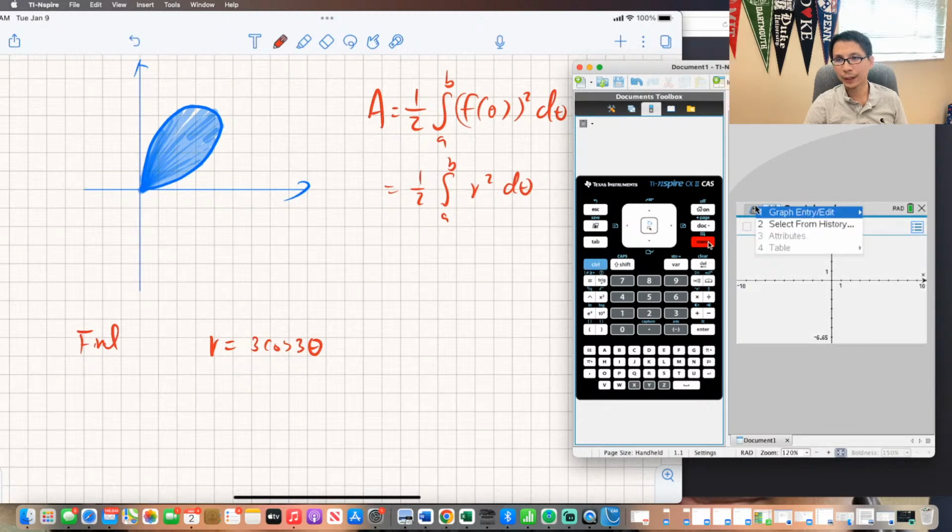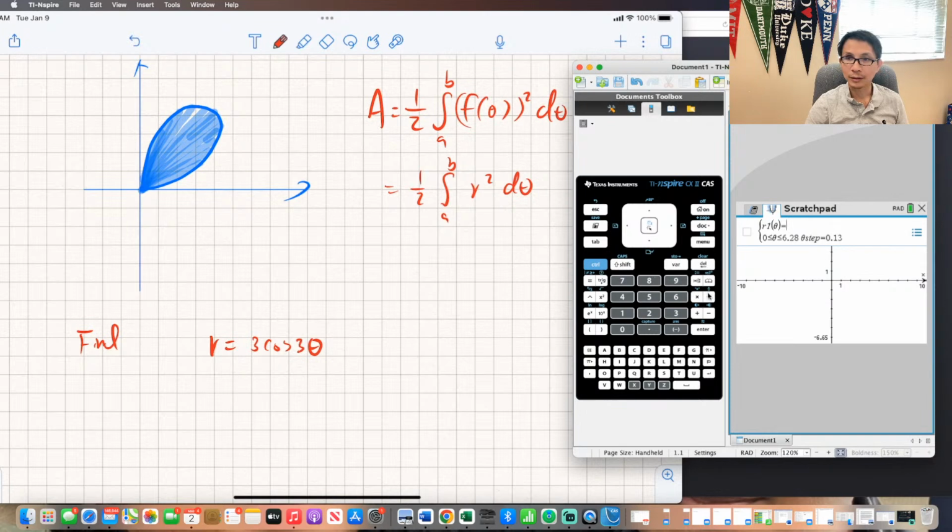Control, Menu, Enter, like Graph entry. That one. Now go to polar. Folder. There we go. That's it. R1. Okay, then you would type in 3 cosine of 3 theta. Then cosine, it's next to the... There we go. Of 3.